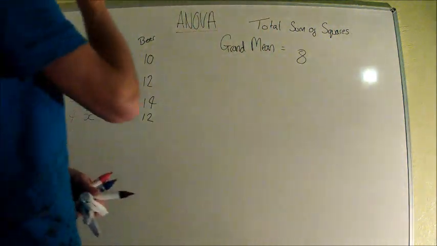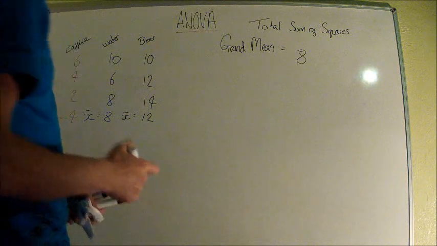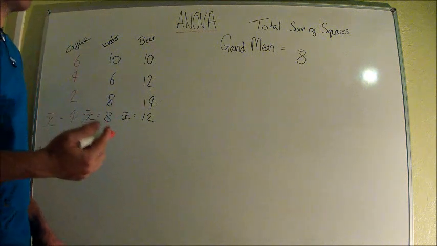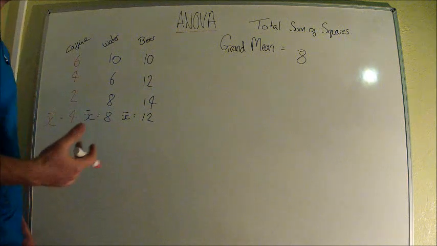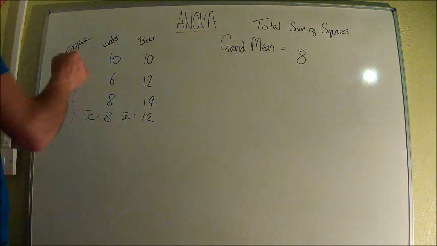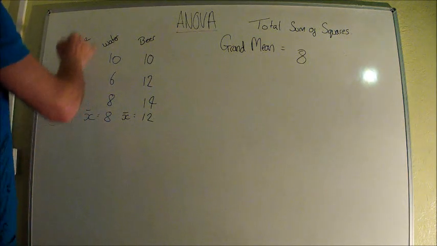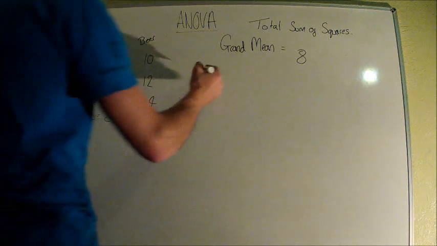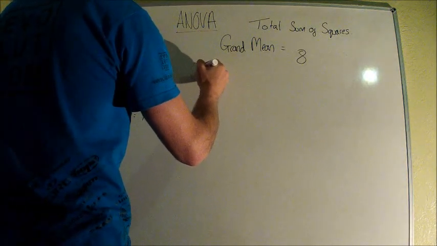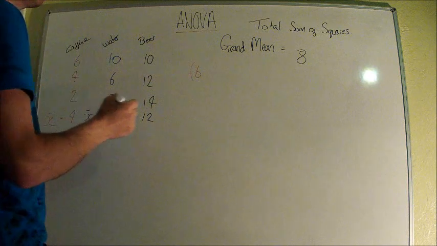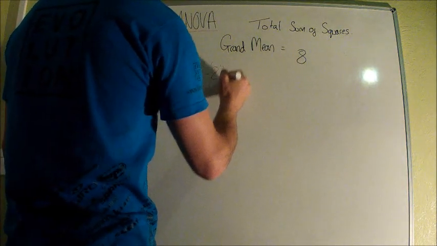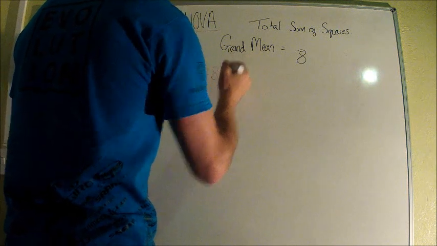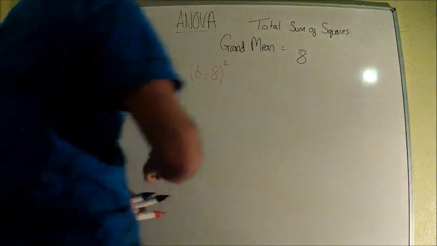And then we can move on to working out our total sum of squares, or our total variance within the entire data set. To do that, I'll just run through the whole calculation so you can see where all the numbers are coming from. If we take this first group, our caffeine group, we've got a 6 by this participant, and then we minus the grand mean, which is 8, and then square that to remove the negative.